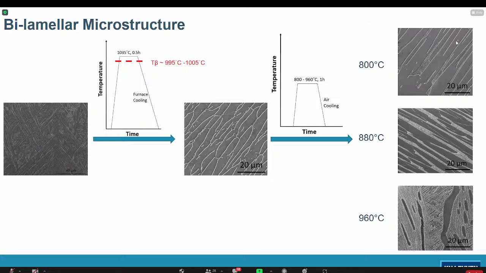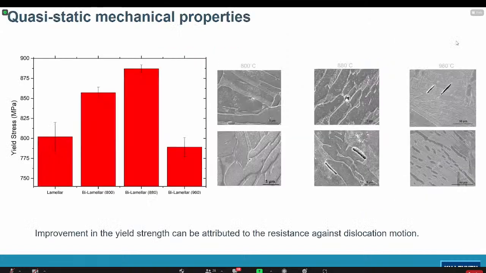So that's why my second question is, you reported the tensile strengths. What was your elongation to failure or your ductility for the tensile? For the bilamellar microstructure, I had similar ductility. It was around 10 to 12% in between that. And for lamellar, I had slightly higher because I think the strength was lower. So those were the results. That lamellar had slightly higher ductility, but the bilamellar, they behave in a similar way.